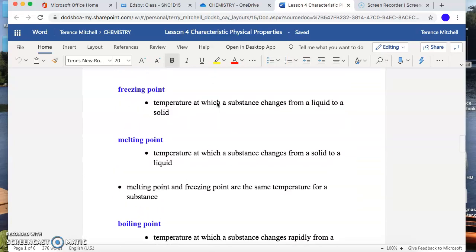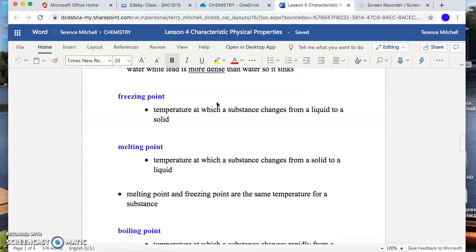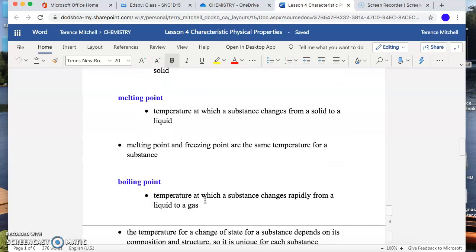Other characteristic physical properties, we have the freezing point. So this is the temperature at which a substance changes from a liquid to a solid. Melting point, from a solid to a liquid. And melting point and freezing point are the same temperature. So water will freeze at 0, but ice will melt at 0. It's kind of a unique temperature there. And the boiling point, the temperature at which a substance changes rapidly from liquid to gas.